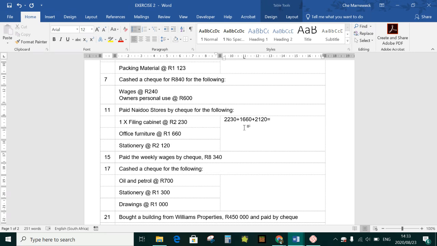So on your calculator, 2,230 plus 1,660 plus 2,120, and we get 6,010. That is our total value that we would then enter.